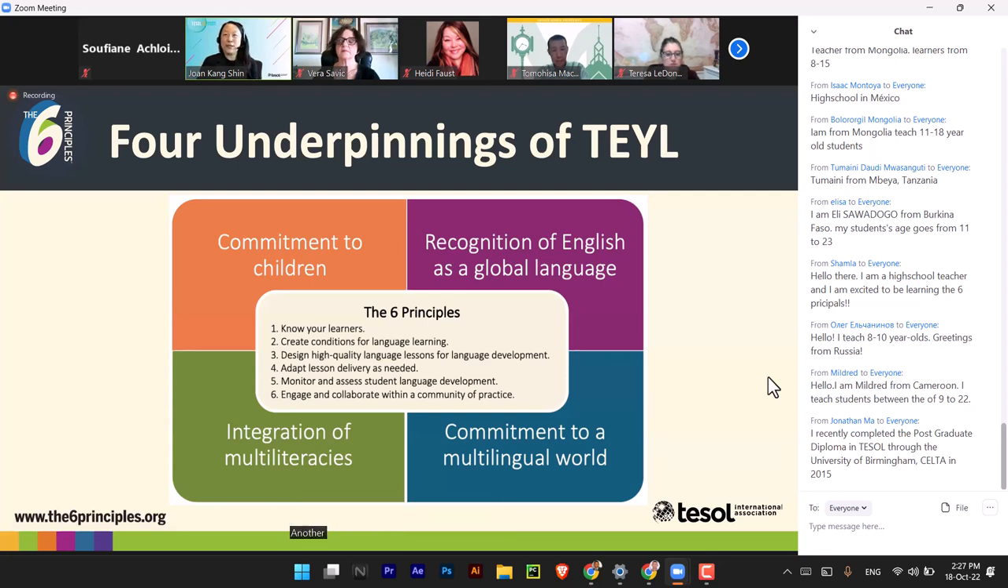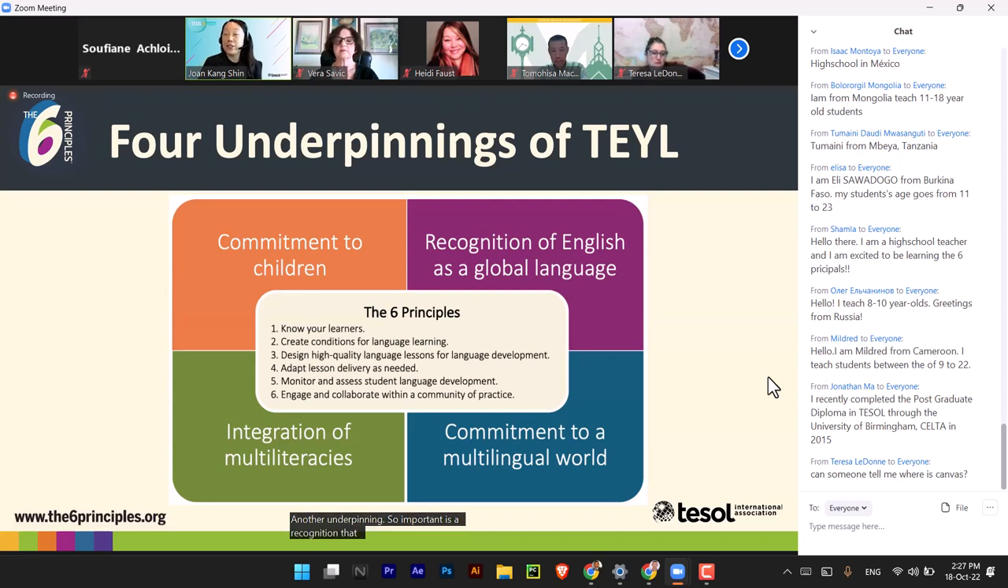Another underpinning so important is a recognition that English is a global language. So English doesn't necessarily belong to any one country or culture anymore. Being a global language means that English is used by people from any country and culture. And so what we want to make sure we're doing is giving our learners the tools to be able to use English as they want to use it in their context, and prepare them to be able to contact people from any country or culture around the world.